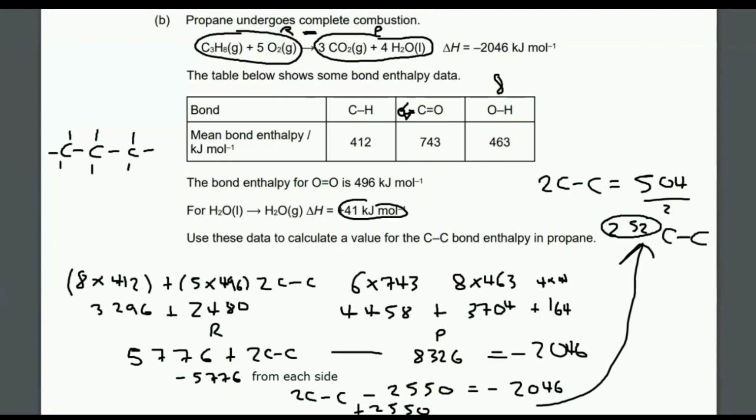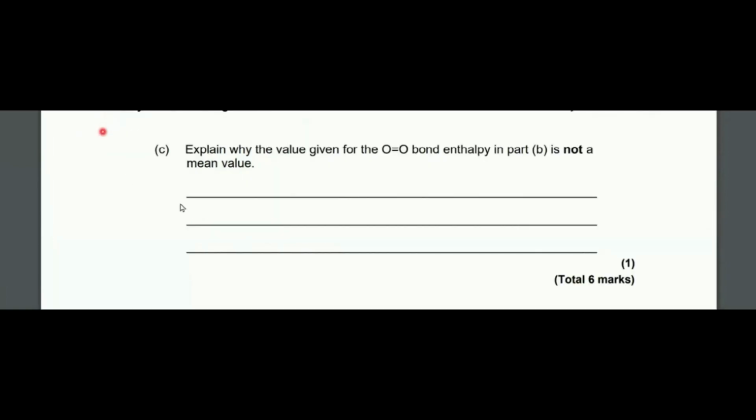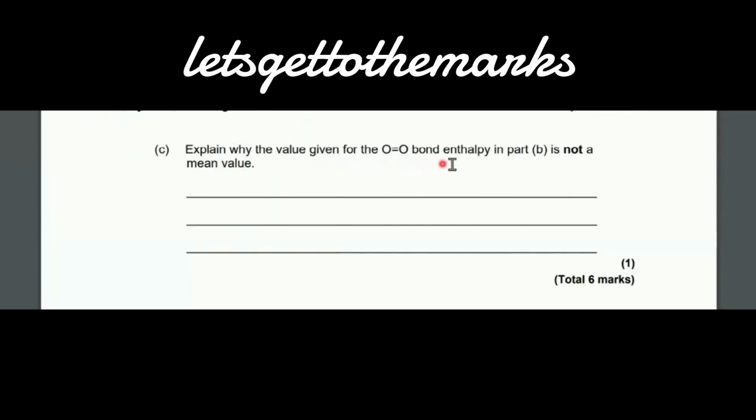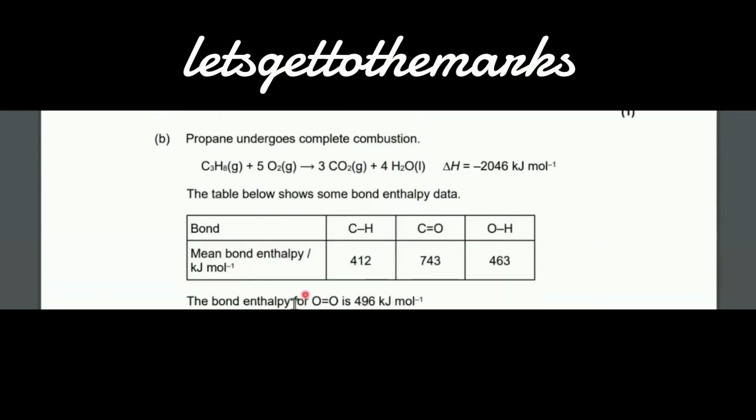So, wunderbar. Hopefully you found that all right. Right, let's move on. Explain why the value given for the OO bond enthalpy is not a mean value. So you might have noticed during this question, a little bit strangely, that the bond enthalpy for oxygen is not in the table with the other bonds. You might say, well, why isn't there a bond enthalpy for oxygen? You can't have a mean bond enthalpy for oxygen.